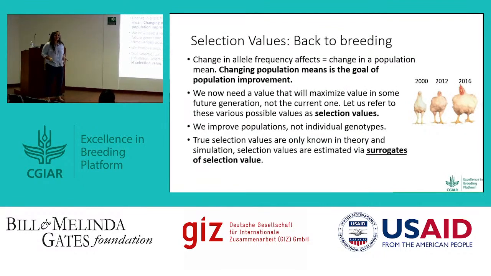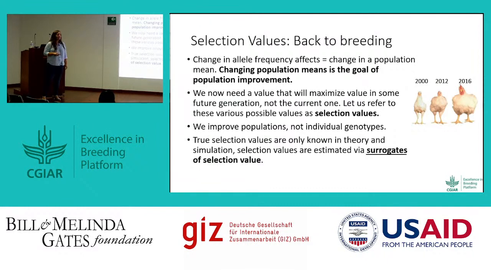So let's go back to breeding. Now that we've taken the time to put this in, why do we care about any of this? Rosa was asking this: how can we actually use these? Should we be calculating them? What's going on? The big deal is that we want to know how much changing allele frequency can change our population mean. That's always been our goal.